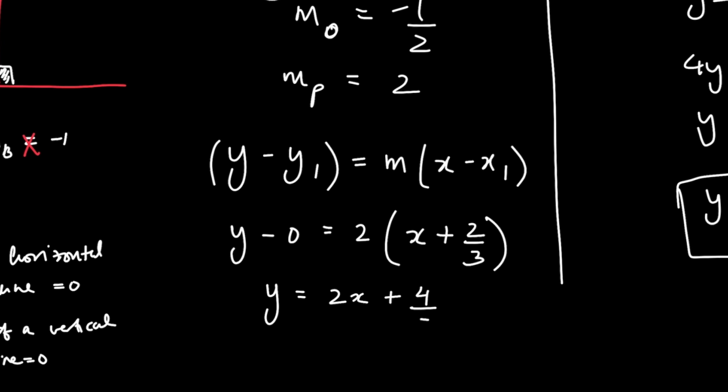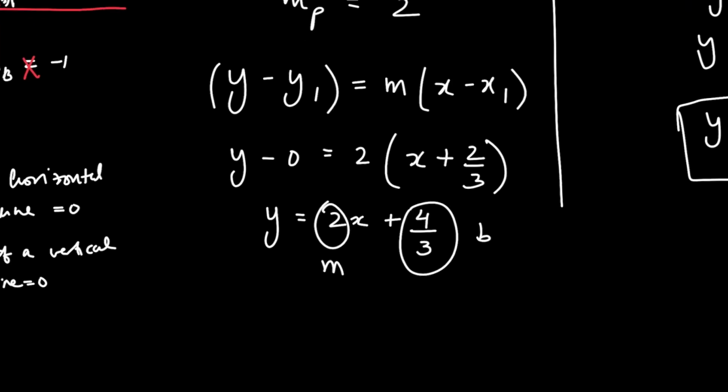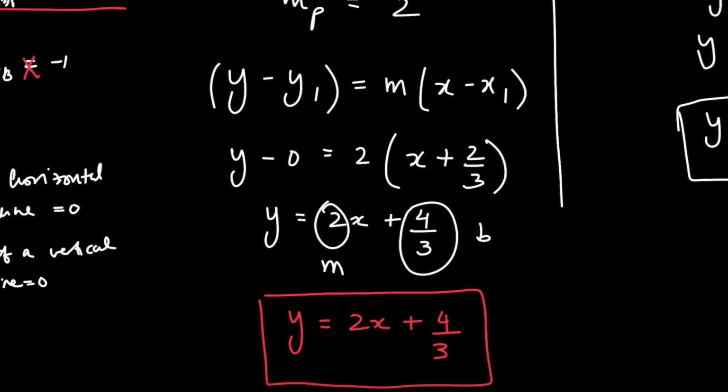So this would give us y is equal to 2x plus 4/3. So 4/3 would be our y-intercept and 2 would be our slope. So the final equation of the perpendicular line is y is equal to 2x plus 4/3.